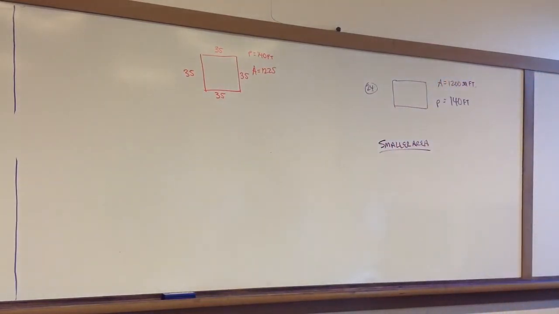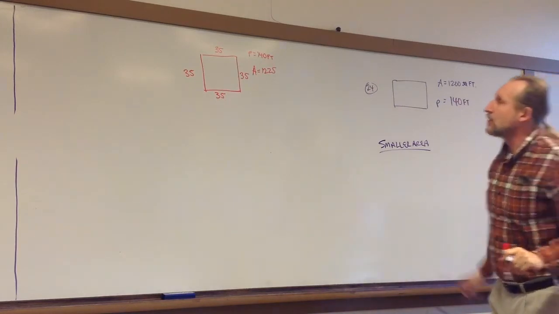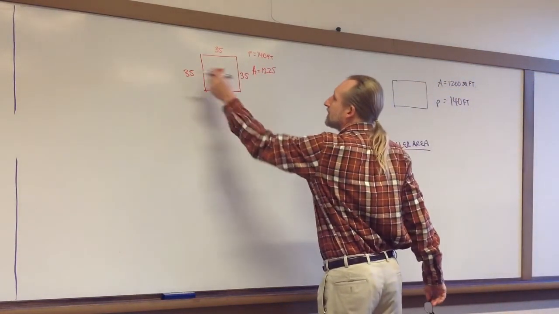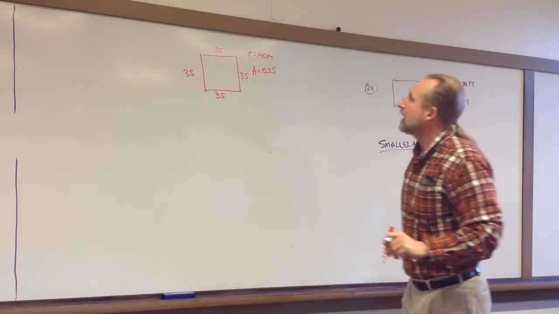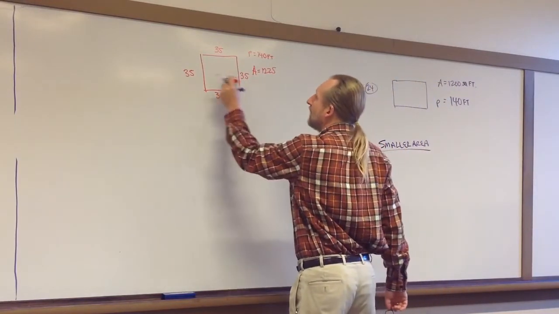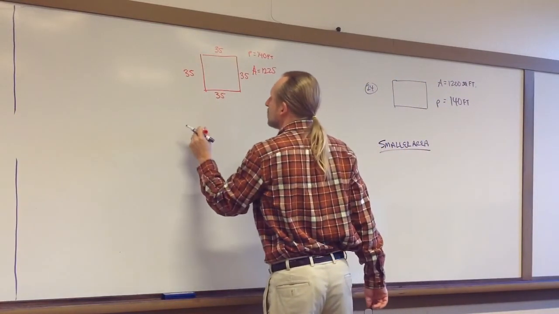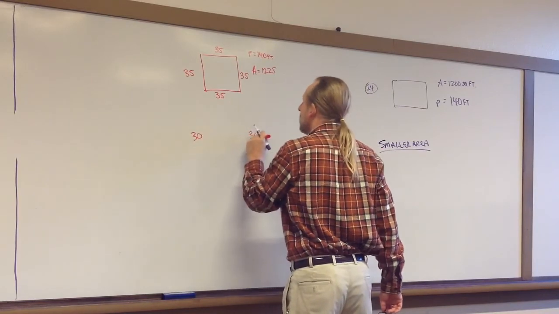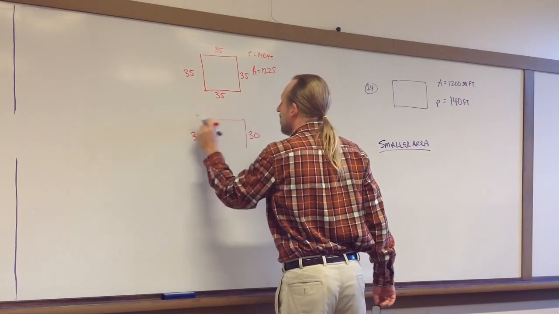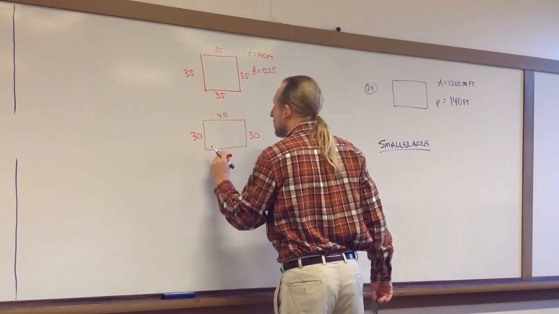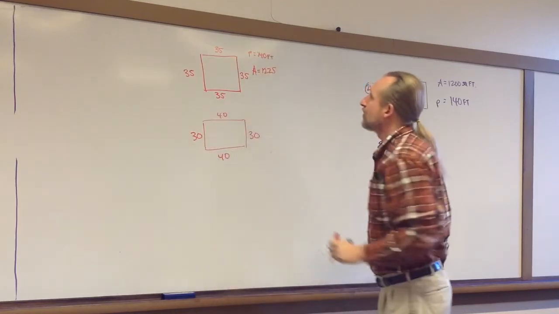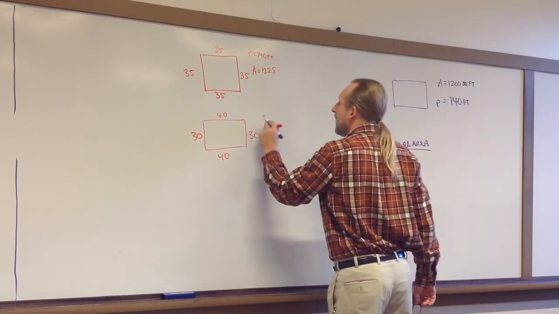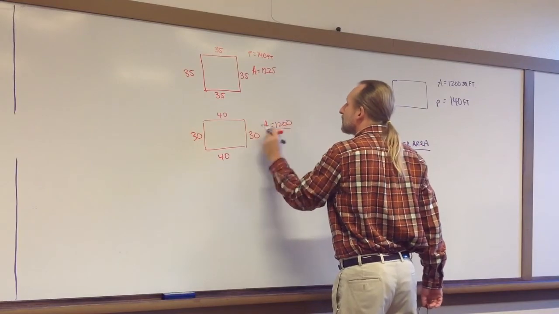Okay, so we need to get a smaller area than 1200. So let's shift some of these lengths here. Let's take 5 away from these and add it to those. So that'll be 30 here, 30 here, and then 40 here, and 40 here. Still got a perimeter of 140, but now our area is 1200.